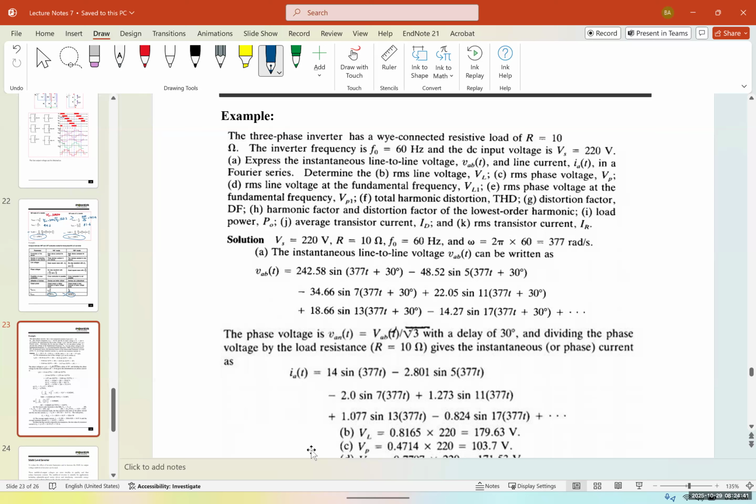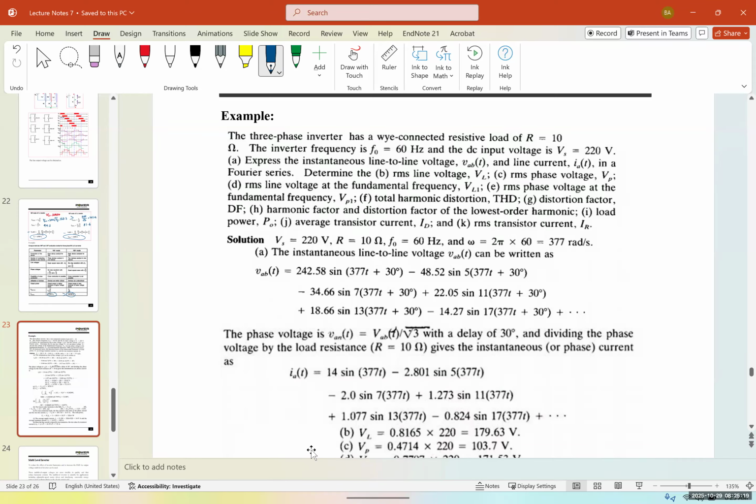In a Fourier series, we want to determine the RMS line voltage, VL, the RMS phase voltage, the line voltage at the fundamental frequency, VL1, the RMS phase voltage at the fundamental frequency, VP1, the total harmonic distortion, THD, the distortion factor, DF, the harmonic factor and distortion factor of the lowest order harmonics, the load power, Pout, the average transistor current, ID, and the RMS transistor current, IR.